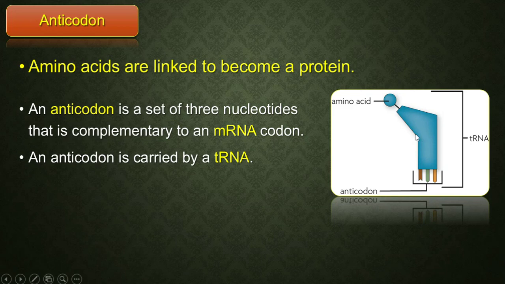Okay, so three nucleotides complementary to the nucleotides found in the messenger RNA and carried by transfer RNA. We know that, guys, the protein is made up of chains of amino acids together. So when these amino acids are grouped together in order, they will form a protein inside the place where the protein is made, which is ribosome. So let's talk about the ribosome.